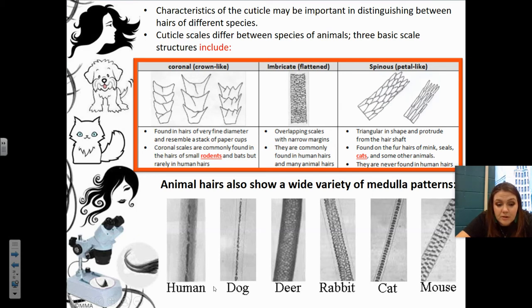So this is a human. This is a dog. See how the dog is, this is the one that's kind of close. It kind of looks like ours. That's a kind of similar medulla pattern. So you need to do that medullary index, where their medulla should be bigger than ours. Deer, you can't even see through the medulla because the scale pattern is so thick. Then rabbits, look at that medulla. That looks totally different than our medulla. Very, very different. Cat, very, very different. Mouse, very, very different. So they look different.